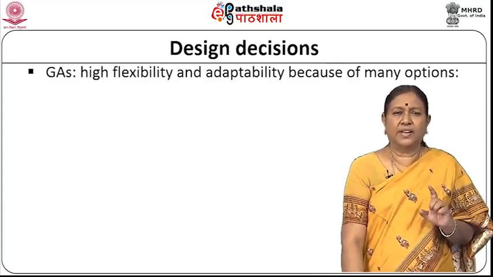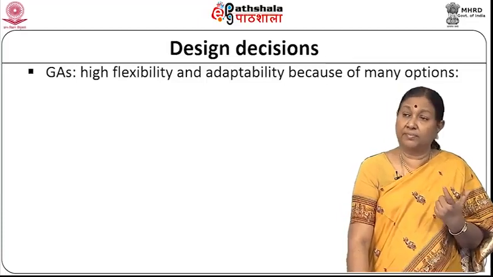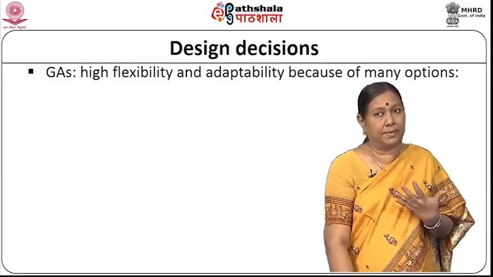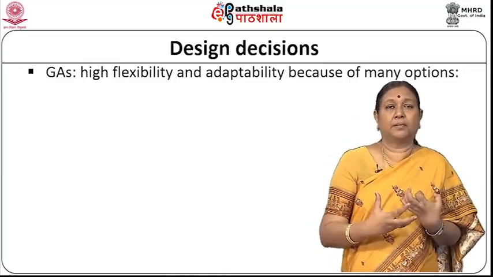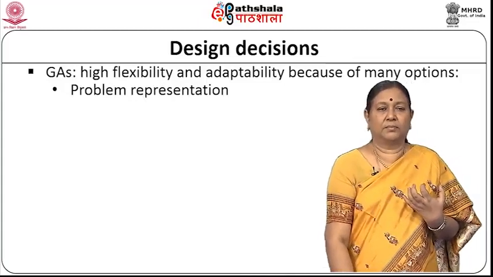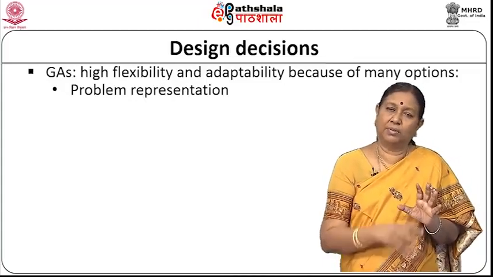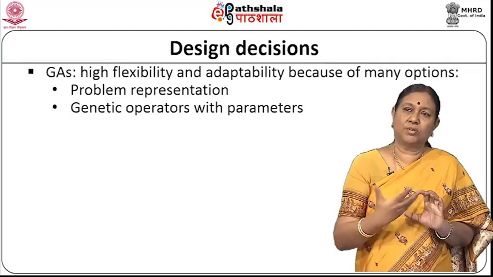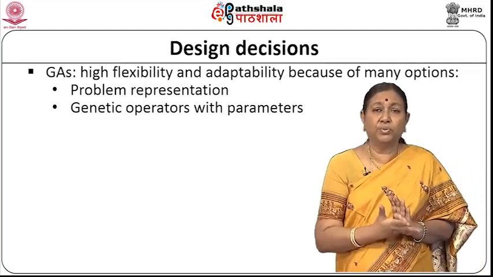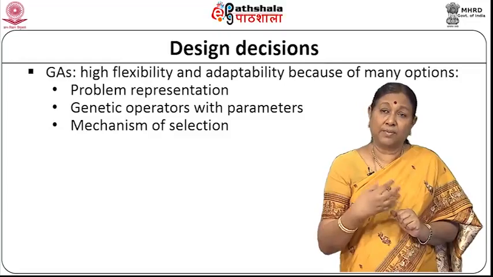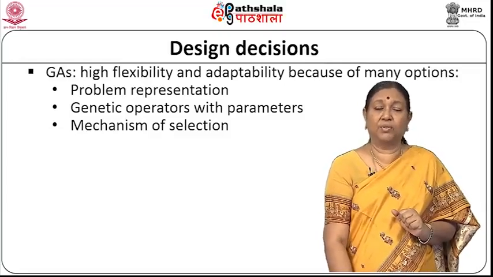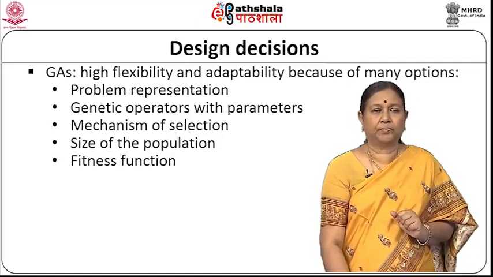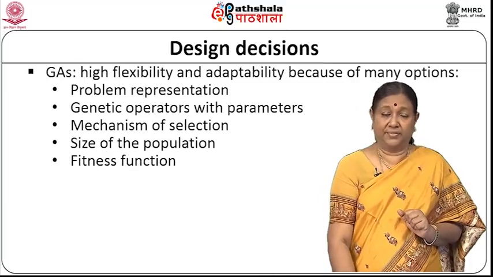First one is high flexibility and adaptability because of many options. So, there are many options available in GA, that is why it has high flexibility and adaptability. Remember, adaptability is one of the major bases of genetic algorithms. So, problem representation you can do it in very many different ways, we will come to that later. Genetic operators with parameters also can be different: crossover, mutation. How you do that can be different. The mechanism of selection, how do you select, that can be different. How do you select the parents? The size of the population you are going to use, that also can be different. The fitness function you define can be different.